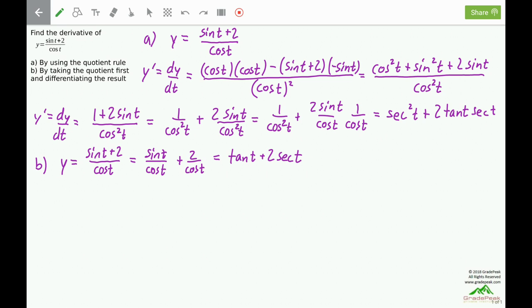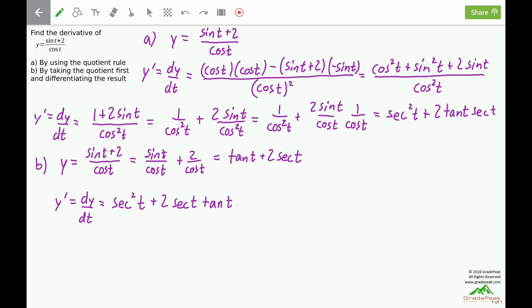What we have are two terms that are combined by addition, and we can therefore take the derivative of each term separately and add the results. And so now let's find the derivative from this. Y prime, or dy dt, will equal the derivative of tangent of t will be secant squared of t plus 2 times the derivative of secant of t will be secant of t tangent of t.